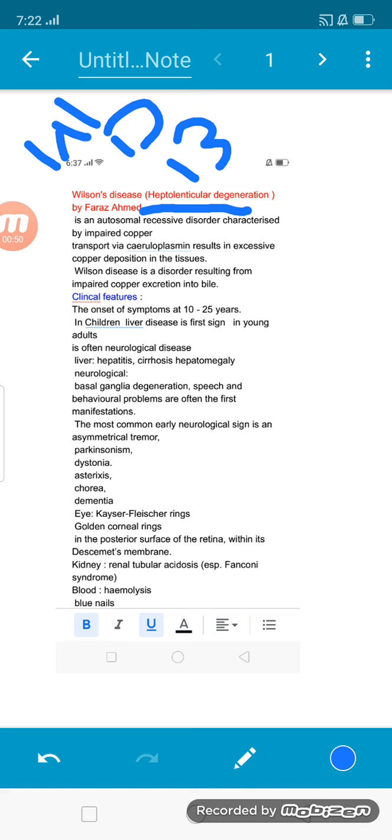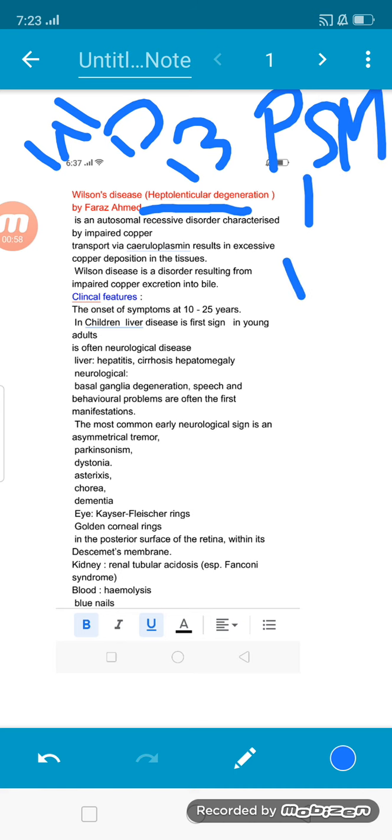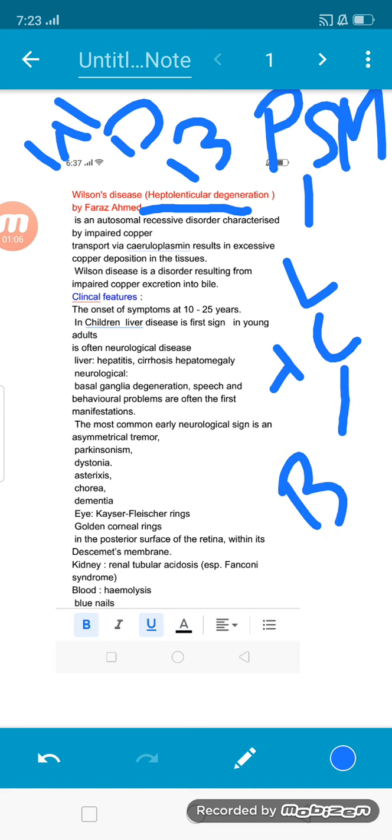Copper is firstly absorbed from your proximal small intestine, then it is transported to the liver, and then it is incorporated with a protein called ceruloplasmin, and then finally it is excreted in the bile.